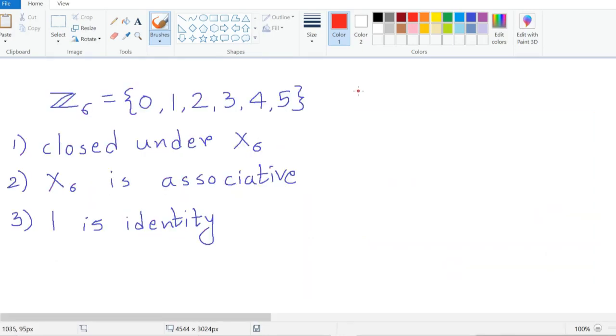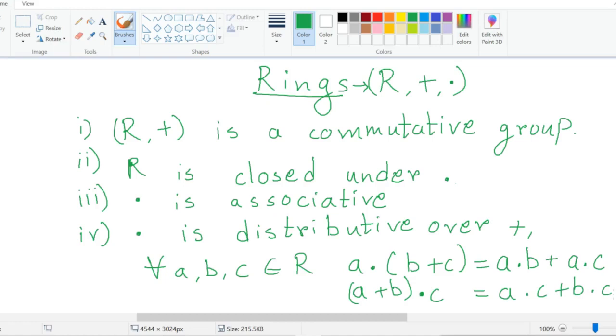So in spite of having all three properties satisfied of closure, associativity and existence of identity, Z6 does not make it as a group. But for such structures, we have a term called a ring. The official definition of rings is that a structure R with two operations plus and dot representing multiplication is a ring if these four properties are satisfied.